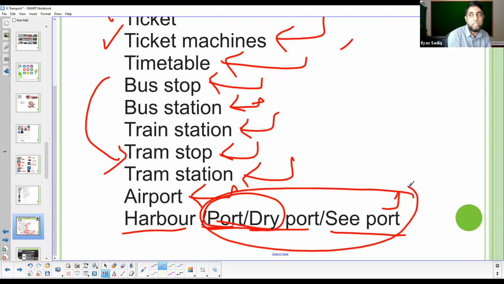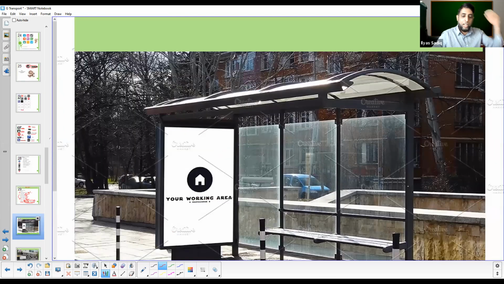Harbor usually is where the boats stop. And port or dry port or seaport, they're all where they unload and load the ships. You know, when goods are transported from one country to another, the containers are loaded and unloaded on the ships. That's called the dry port or seaport, okay? No worry, I have some more pictures.